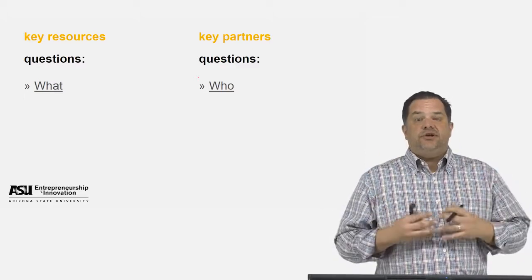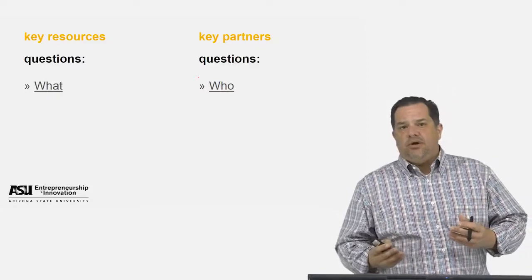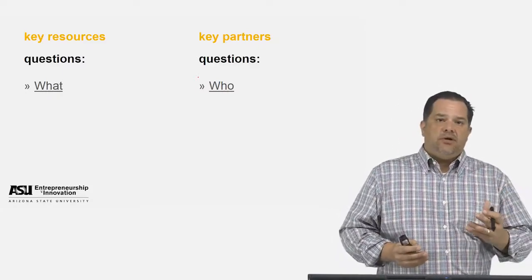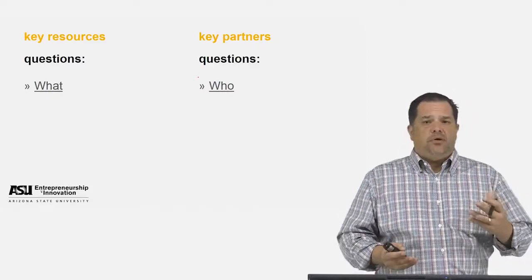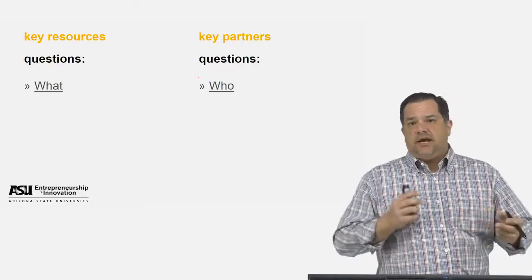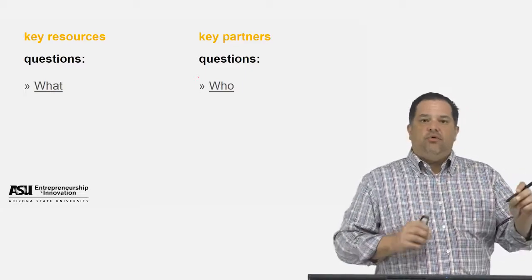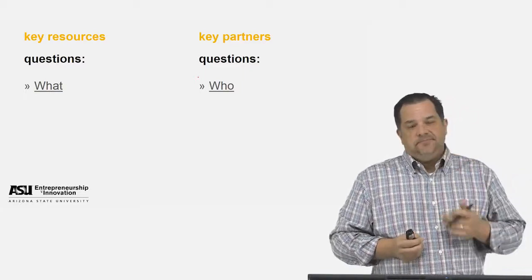And when I first started using the Canvas, I found it pretty confusing. What's the difference between a partner and a resource? Can a partner be a resource? Can a resource be a partner? It was pretty confusing. And I actually had to use Post-it notes because I had a lot of partners and a lot of resources that were going back and forth between those two blocks.